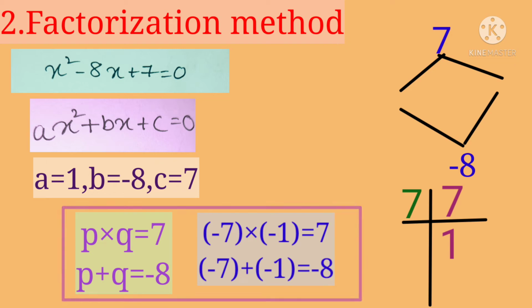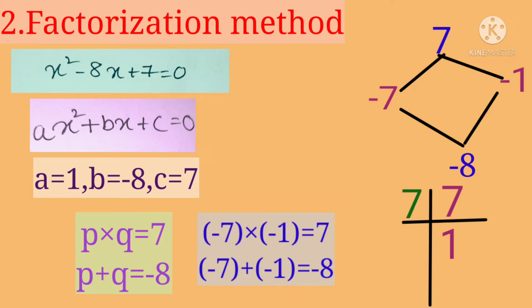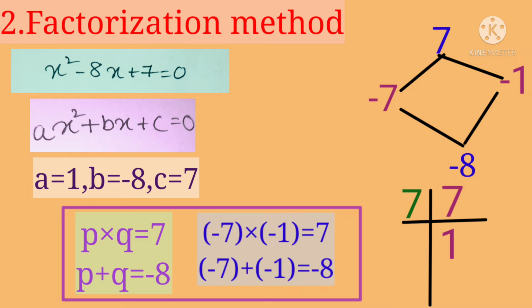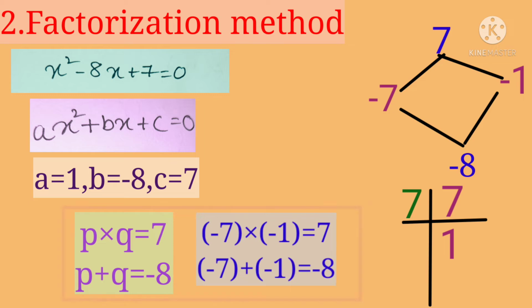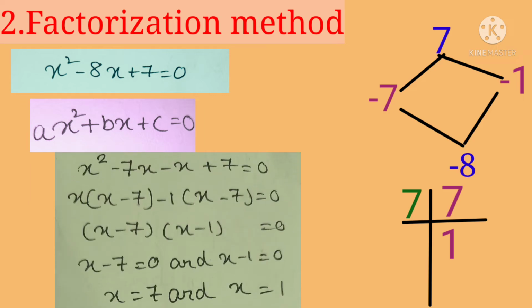So for that purpose I took minus on both, minus 7 and minus 1. We took the p and q values as minus 7 and minus 1. Minus 7 into minus 1 is nothing but 7, and minus 7 minus 1 is equal to minus 8. For that purpose we took minus 7 and minus 1. So in place of minus 8x, that is in place of the bx value, we need to take the p and q values as we have found now.